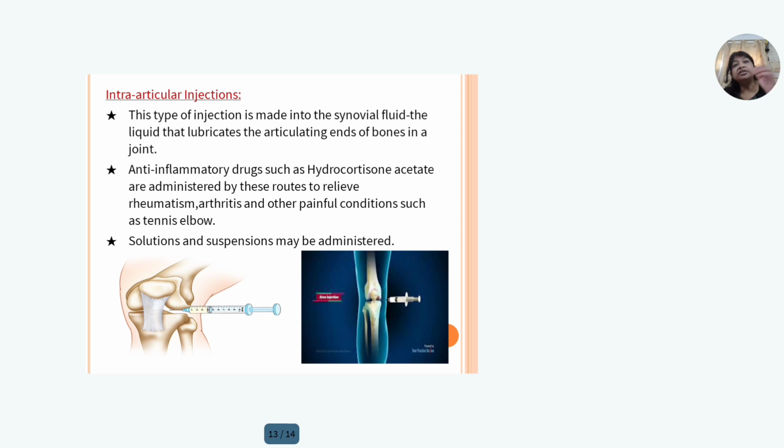So with this, I have come to the end of today's topic, that is different routes of parenteral drug administration in the human body.